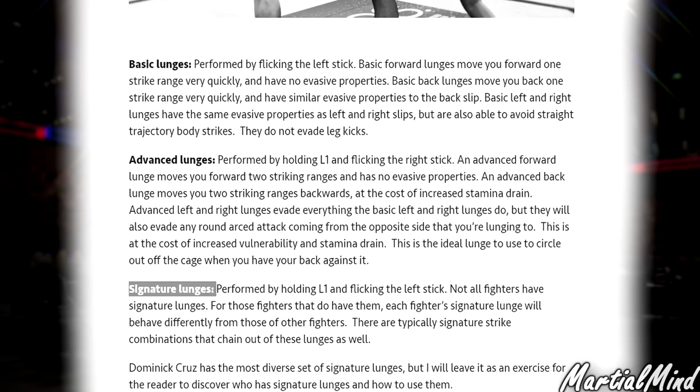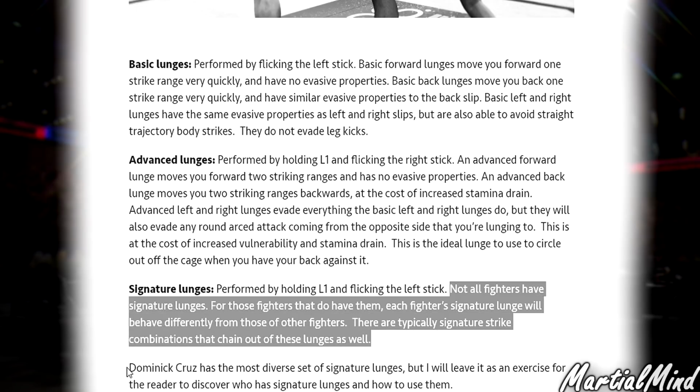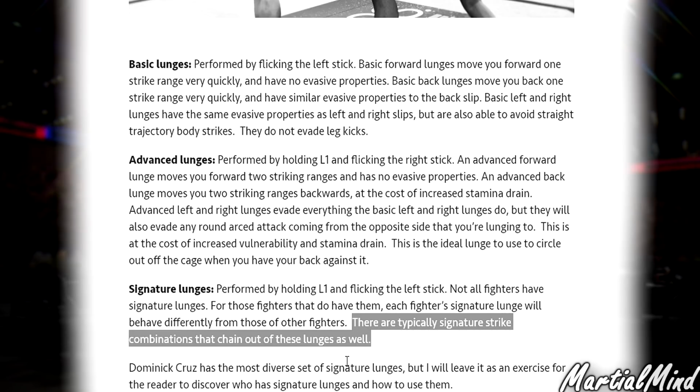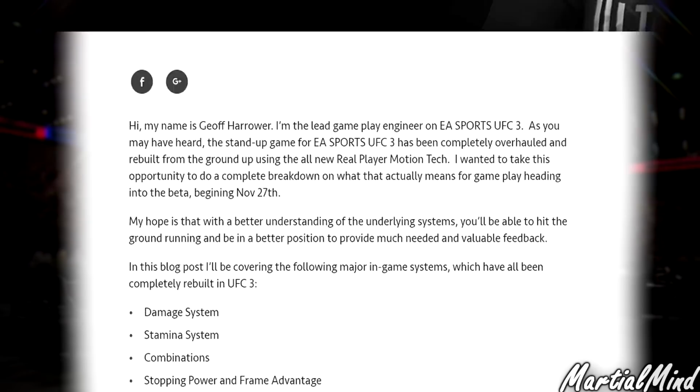The final lunge is the one that I'm most excited for. This one is the signature lunge, and this is done by holding L1 and flicking the left stick. Not everyone is going to have a signature lunge. Someone like Dominic Cruz, for example, will have his signature lunge, which you can also chain with the advanced lunge to maximize his defense. And I'm really looking forward to seeing how players use Dominic Cruz. With all these tools, players can truly nail the art of counter-striking and use it like we never could in EA Sports UFC 2. And I'm personally really looking forward to seeing how some of you guys actually use it.